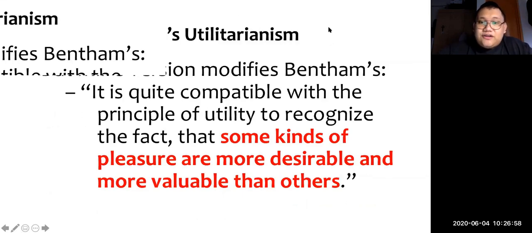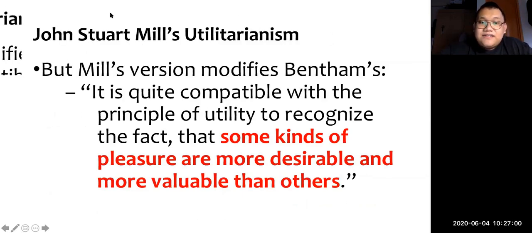But Mill's version modifies Bentham's. He says, it is quite compatible with the principle of utility to recognize the fact that some kinds of pleasure are more desirable and more valuable than others. Okay?